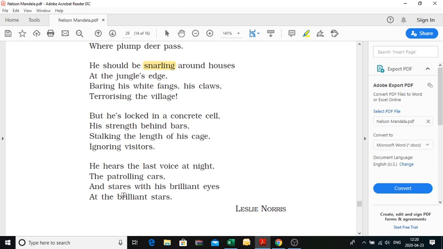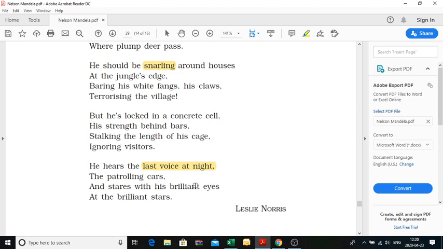Now our last stanza has come. He hears the last voice at night, the patrolling cars, and stares with his brilliant eyes at the brilliant stars. So what is here? Last voice at night. What does it mean? Last voice at night. He hears.